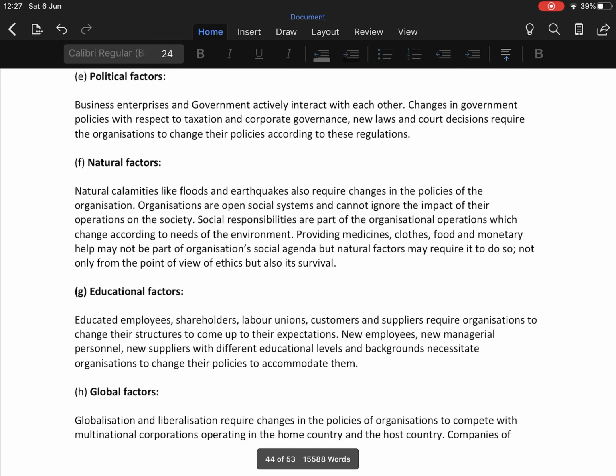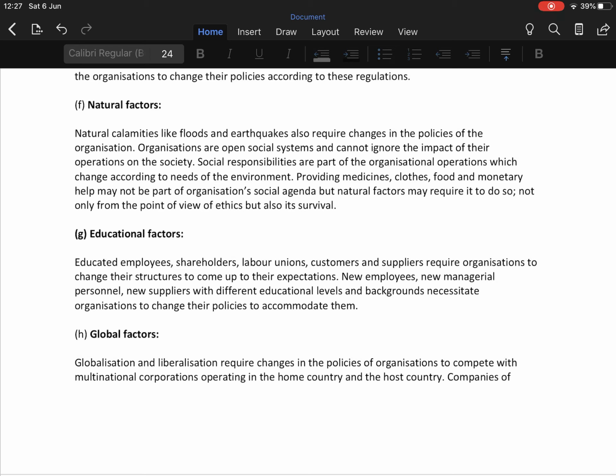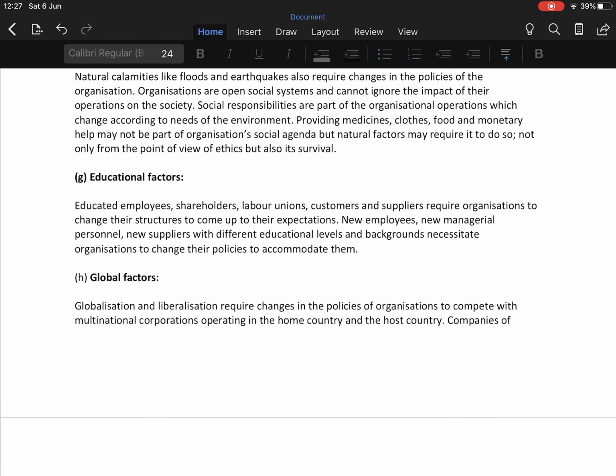Then come natural factors. Natural calamities like flood and earthquake also require change in the policies of the organizations. Social responsibilities are part of organizational operations which change according to the needs of the environment. Providing medicines, clothes, food, monetary help may not be part of the organizational social agenda, but natural factors may require it to do so. Now, educational factors.